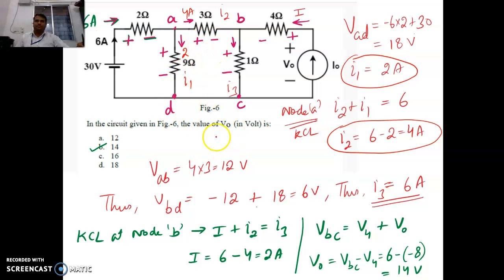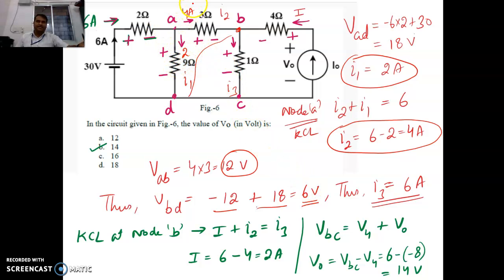VAB is obviously 12 volts, and then our objective is to find VBC or VBD, because these are the same. For BD, along this path B to D, first we encounter minus 3 times 4, which is 12, and then here it is 2 times 9, which is 18. So minus 12 plus 18 comes out to be 6 volt.